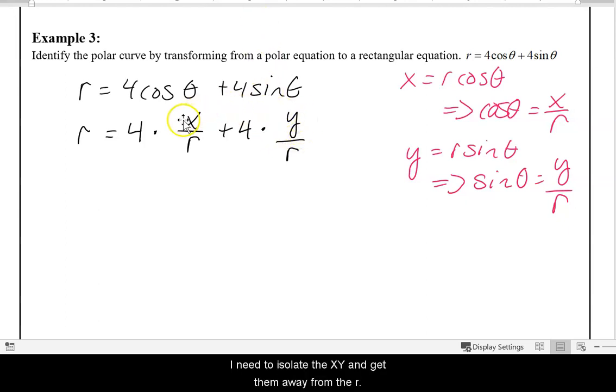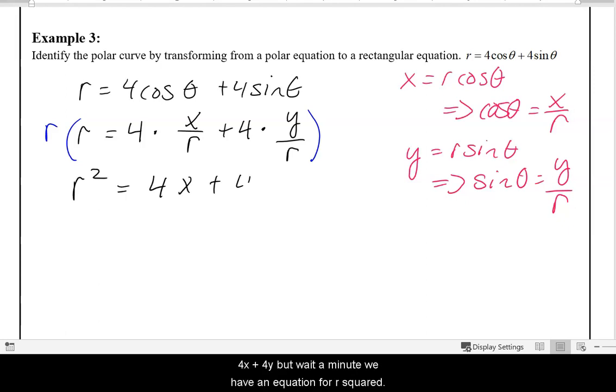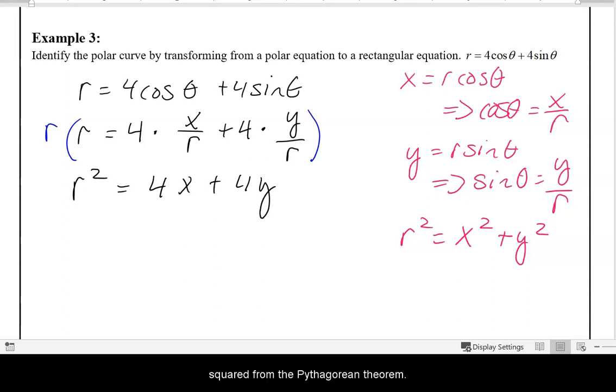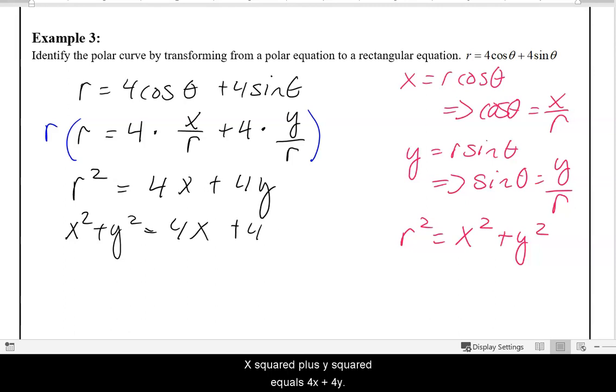I need to isolate the x, y and get them away from the r. The easiest way to do that is to multiply both sides of this equation by the common denominator, which is r. That will then give me r squared on the left equal to 4x plus 4y. But wait a minute, we have an equation for r squared. We know that r squared is equal to x squared plus y squared from the Pythagorean theorem. That means that I can now rewrite the equation below in this form. x squared plus y squared equals 4x plus 4y.